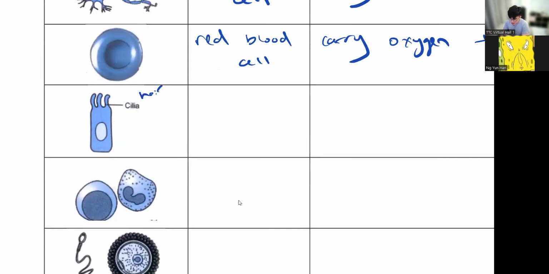So how do they do that? They use cilia. So what is this thing called? This is called your epithelial cell. What does it mean by epithelial? Epithelial is skin. Okay, so inside we call it inner skin. Your trachea here all has skin. Okay, epithelial cell is your inner skin.